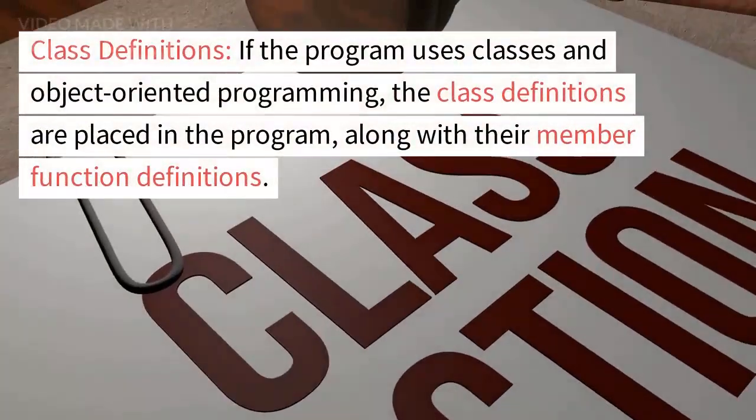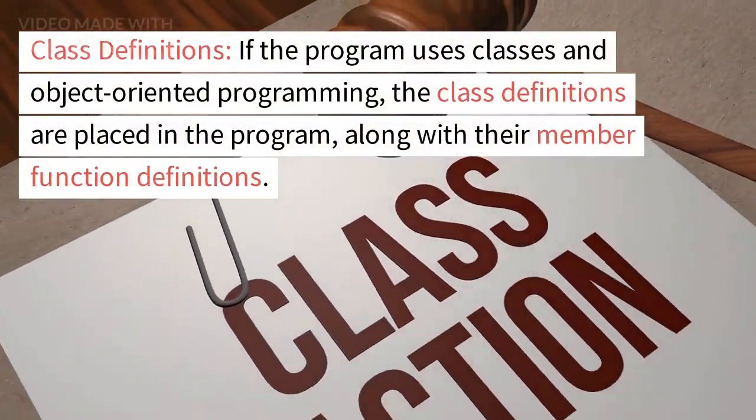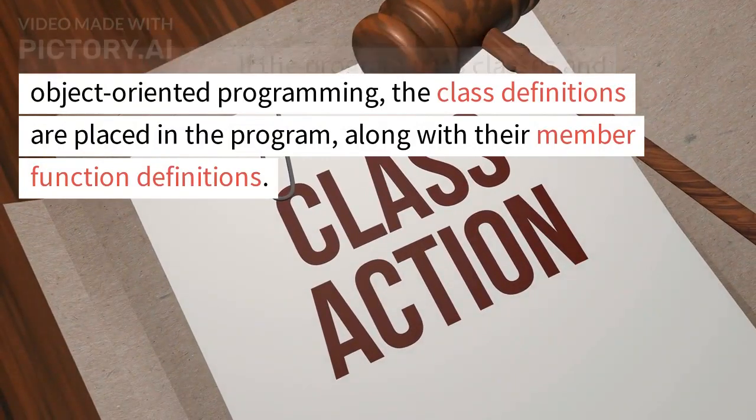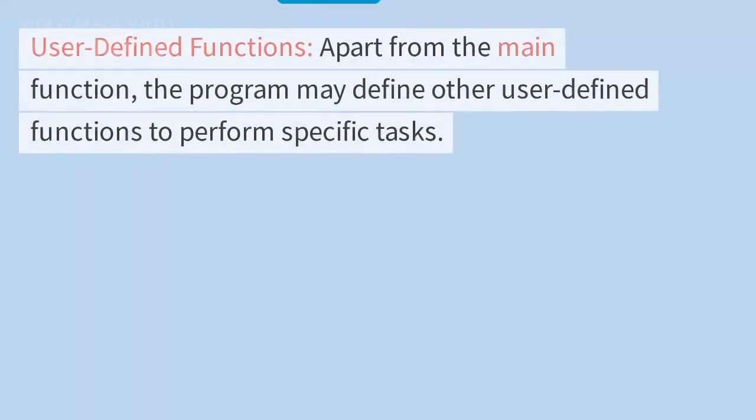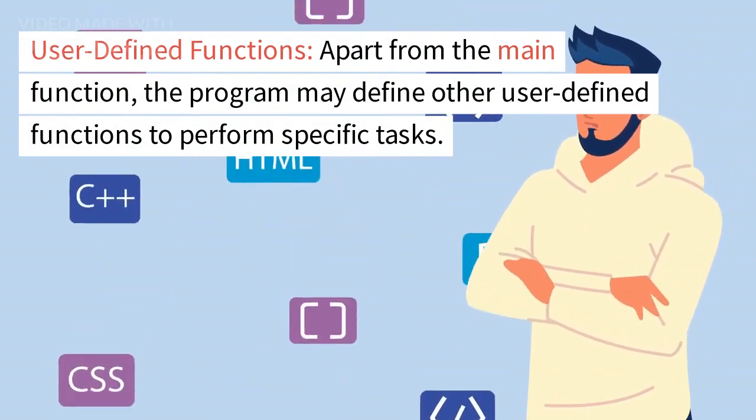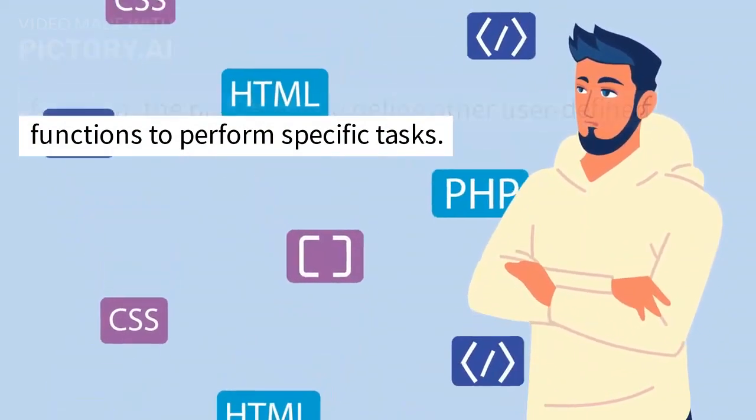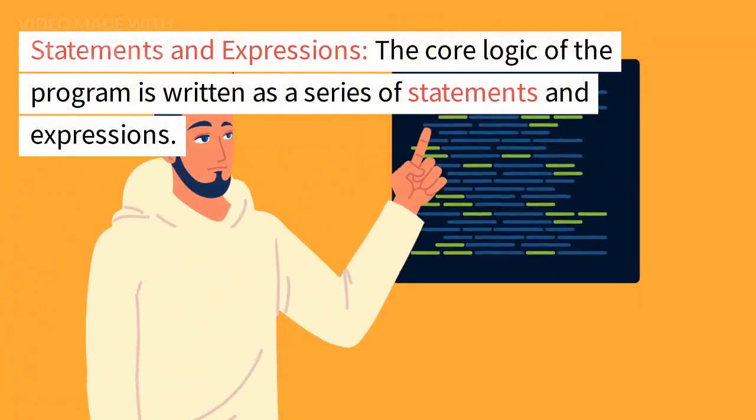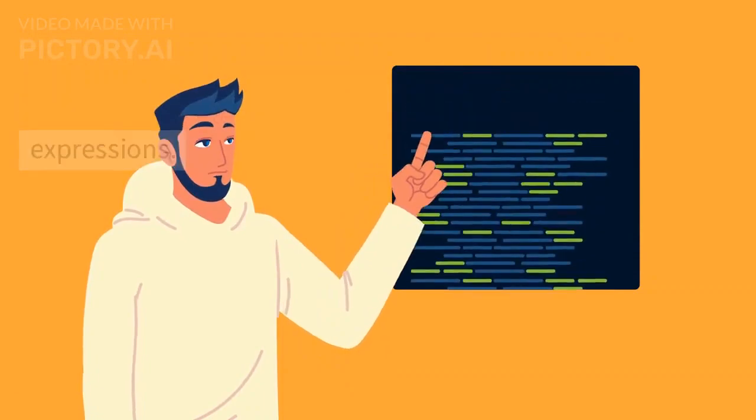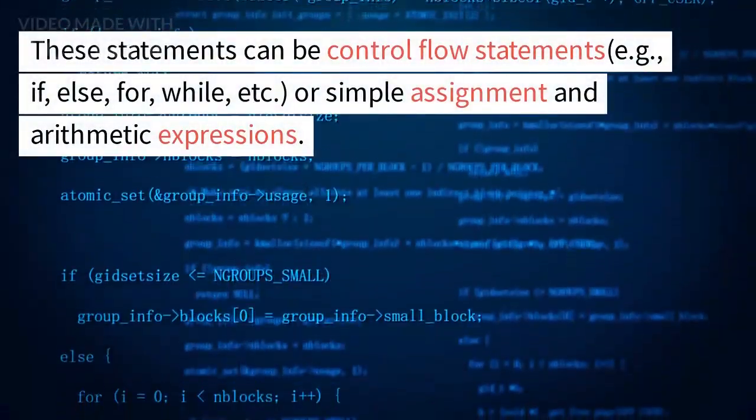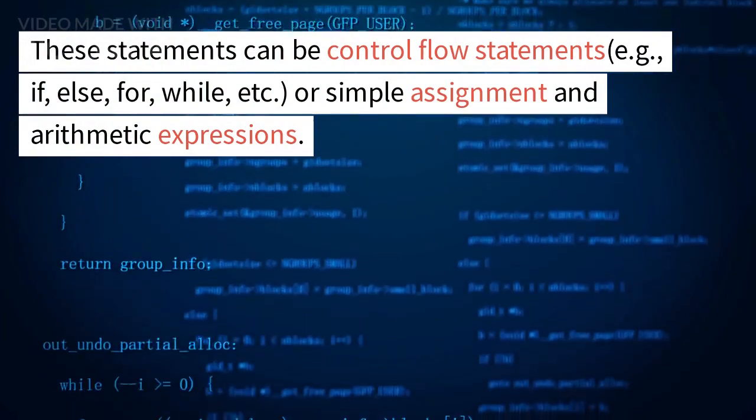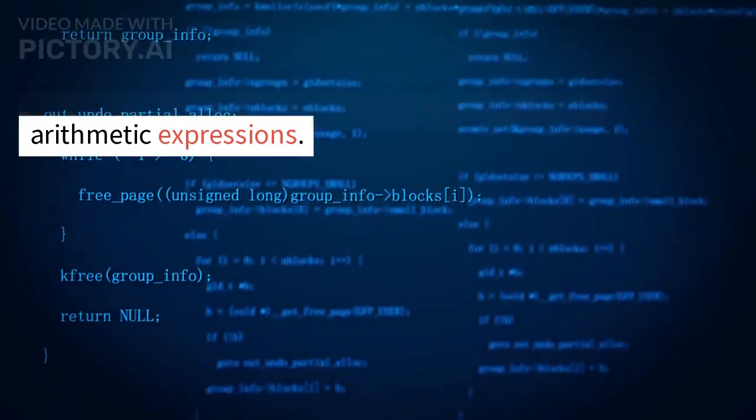Class definitions. If the program uses classes and object-oriented programming, the class definitions are placed in the program, along with their member function definitions. User-defined functions. Apart from the main function, the program may define other user-defined functions to perform specific tasks. Statements and expressions. The core logic of the program is written as a series of statements and expressions. These statements can be control flow statements, e.g., if, else, for, while, etc., or simple assignment and arithmetic expressions.